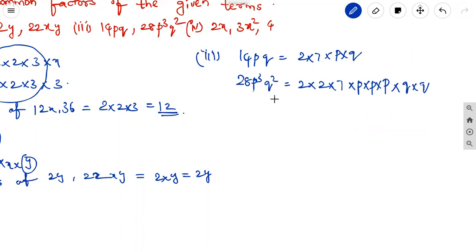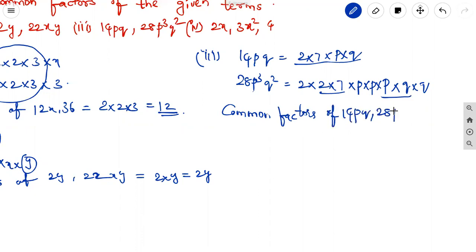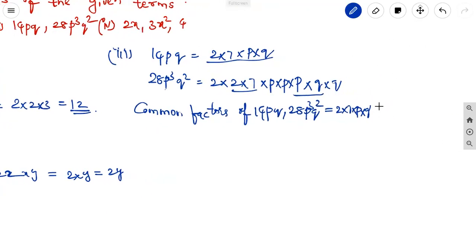Then what are the common factors? 2, 7, p, q. So the common factors of 14pq and 28p cube q square equal 2 into 7 into p into q. That is, 2 7s are 14, and pq is the common factor of the given two.